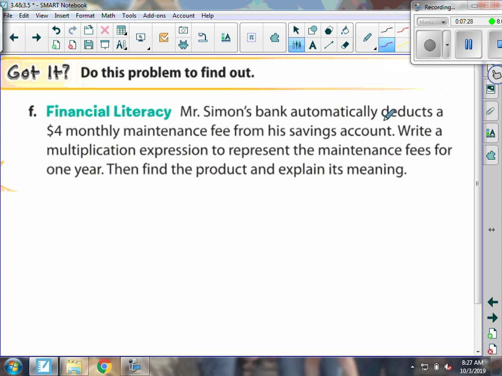So deducts means that the amount of money is going to go down, so it's going to be minus 4. It's a monthly fee, so every month it's $4. They want to know how much he'll pay for 1 year. How many months are in 1 year? We've got 12 months, so I'm going to multiply this times 12. That's going to give me negative 48.